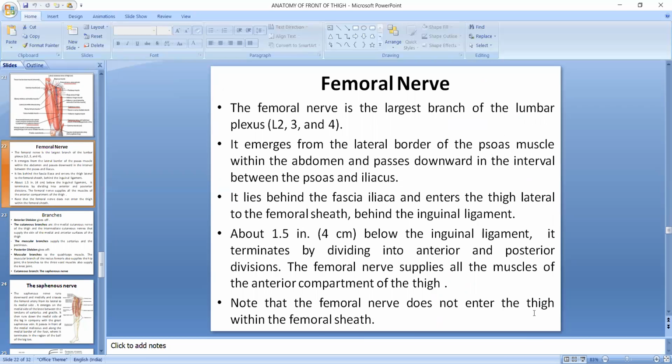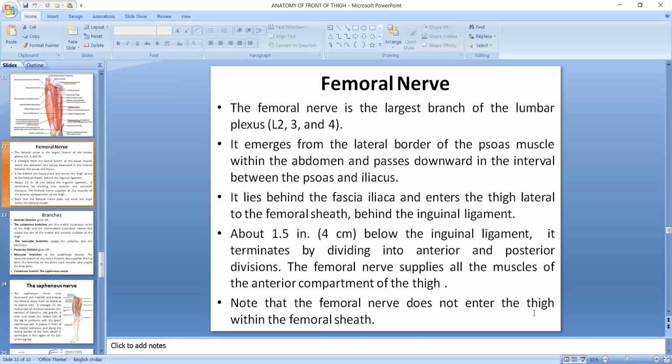Now we are discussing femoral nerve. The femoral nerve is the largest branch of the lumbar plexus. It emerges from the lateral border of the psoas muscle within abdomen and passes downwards in the interval between the psoas and iliacus. It lies behind the fascia iliaca and enters the thigh lateral to the femoral sheath behind the inguinal ligament, about 1.5 inch or 4 centimeter below the inguinal ligament.